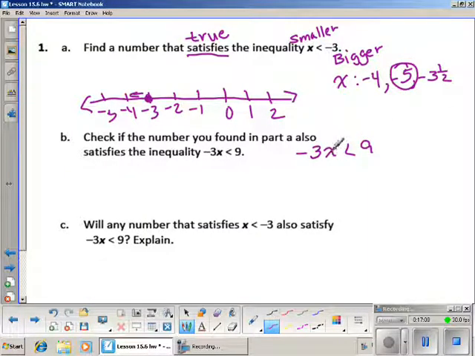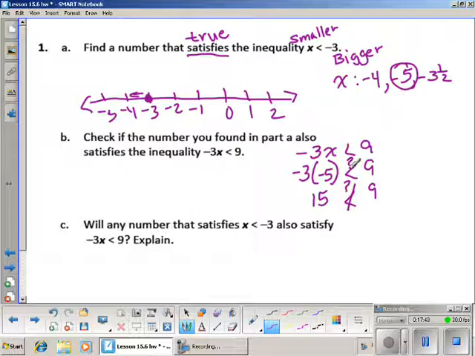So -3, instead of x, I'm going to put in -5. I know that this means to multiply -3 and -5. And I'm asking, is that, I like to put my little question mark there, truly less than 9? Well, what is -3 times -5? Negative times a negative is a positive, and that's positive 15. Is 15 less than 9? Well, no, it's not. So, does our solution here make this one true? Absolutely not. And that's how we check to see.